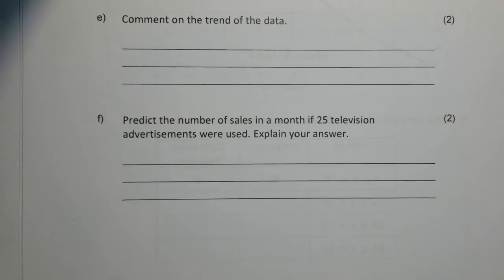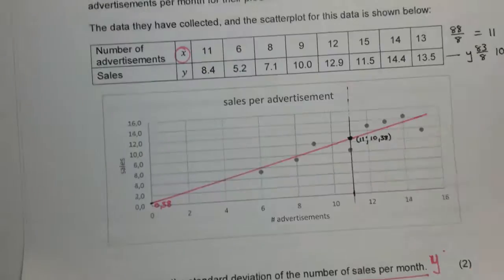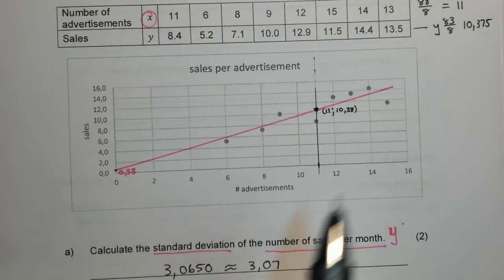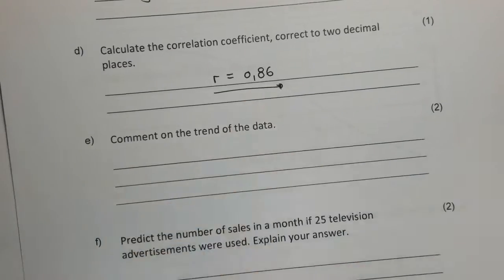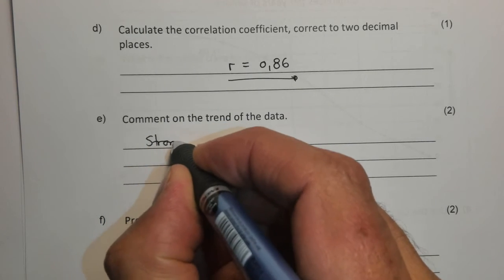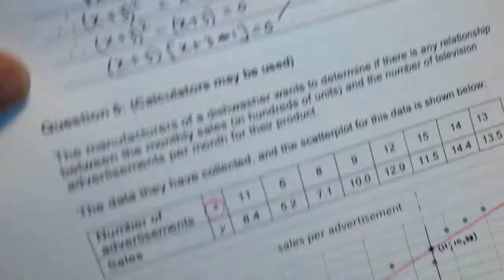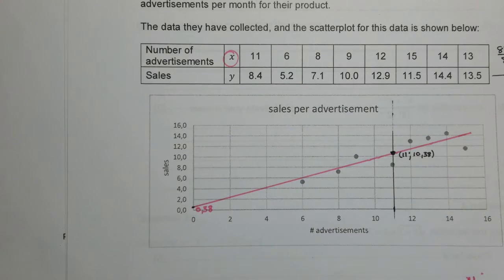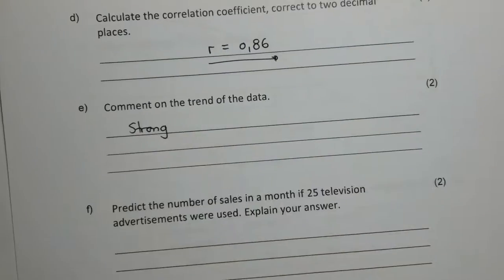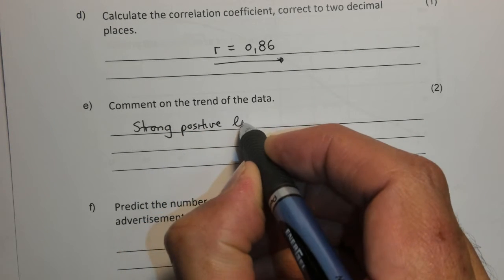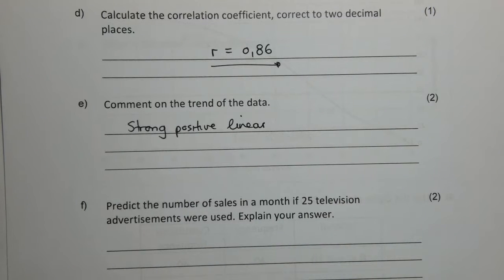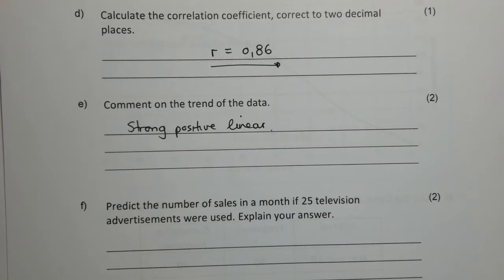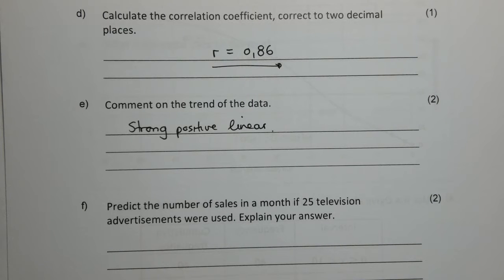Okay, now let's comment on the trend in the data. If I look at the data, these data items lie close to the regression line, so it's a rather strong relationship, which is confirmed by the correlation coefficient. So if I say the word strong, I'm correct. What else? Well, the gradient is positive. It's a positive slope. The increase in advertisements definitely had an increase in sales. So it is a strong, positive, linear trend in our data. Okay, that's it for number E.